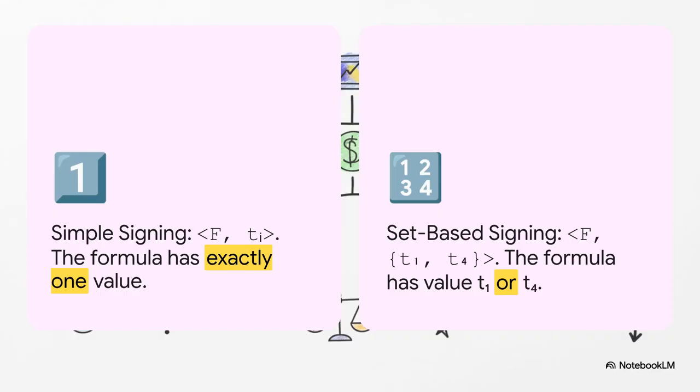And you can see the difference so clearly right here. On the left, we're making a very specific claim. The formula has exactly this one value. But on the right, we're saying something more flexible. It could have value 1, or it could have value 4. This gives us so much more room to maneuver in our proofs.